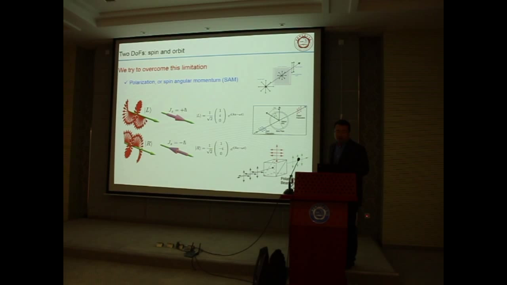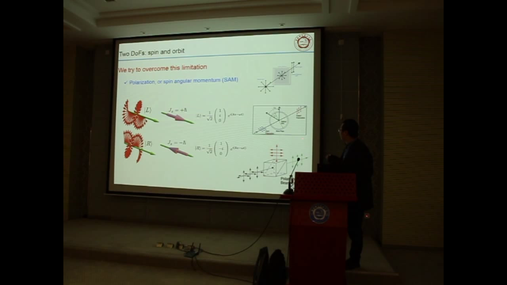We try to do this. And we should select two DoFs. The first DoF is SAM, or polarization. This DoF is mostly used to encode qubits, and can be easily manipulated by polarizers, wave plates, or PBS.